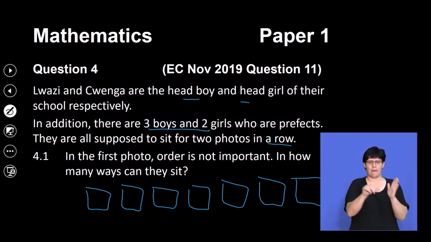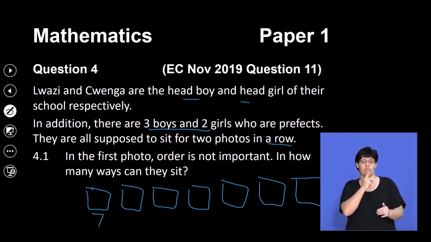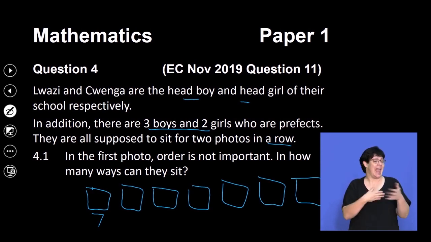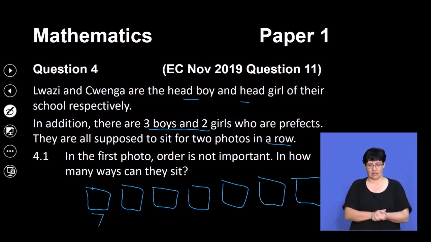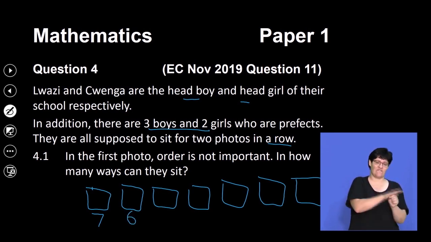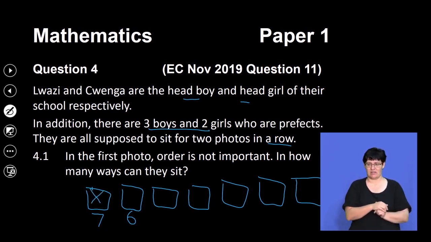So if the order is not important and it doesn't matter at all who sits where, for this first seat, there are 7 different ways that that seat can be filled because there are 7 different students. So any of them could fill that one seat. Once that seat has been filled, one of the students is sitting down. So if we move to the next seat, there are only 6 ways that that seat can be filled because this seat is already taken.